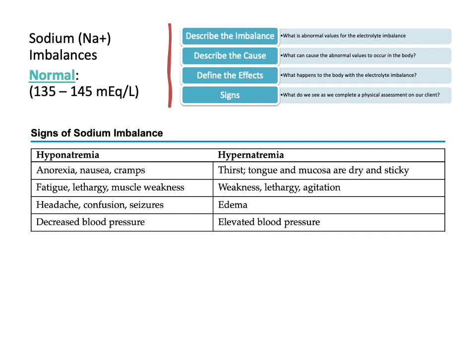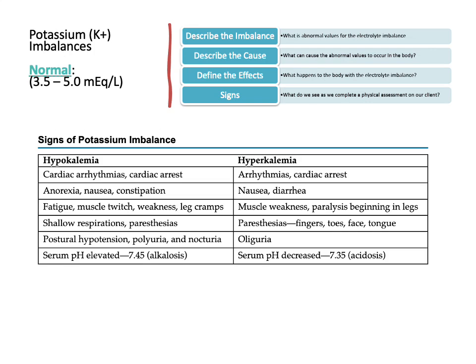And as far as our signs, again, this chart really highlights what those signs and symptoms are. Again, that's thirst, weakness, lethargy, agitation, edema, and elevated blood pressure. So just make sure you familiarize yourself with the normal values of sodium and what those imbalances look like and what they cause. Next, we'll talk about potassium imbalances. So, our normal range for potassium is 3.5 to 5 milliequivalents per liter.